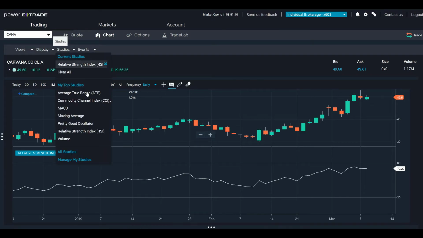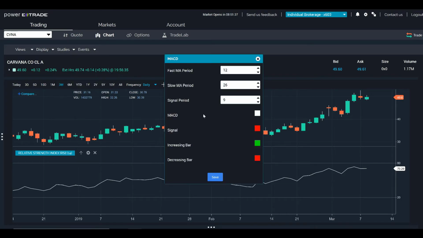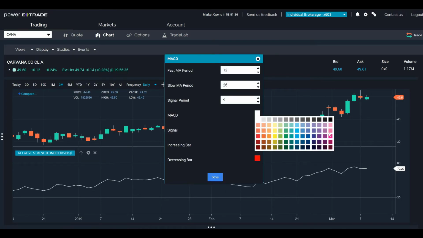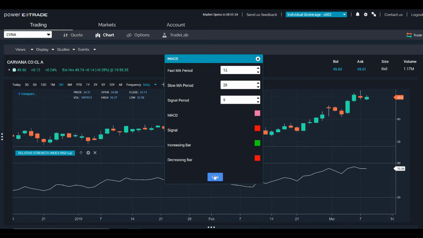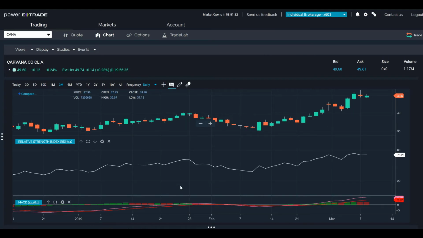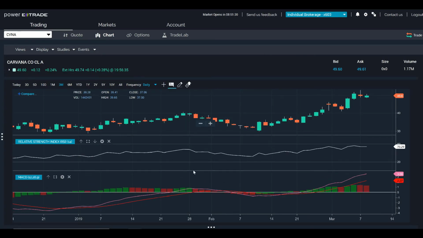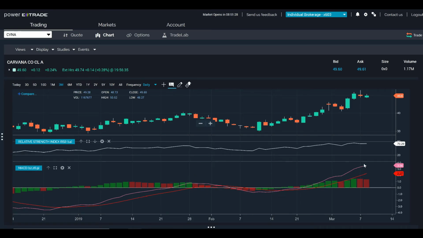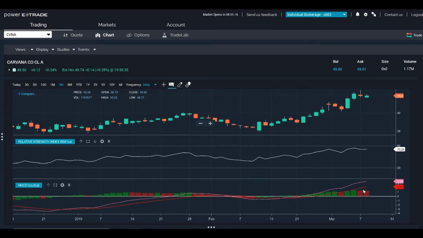So I'm going to go up to Studies, and I'm going to grab the Mac Daddy. All right. So let's do that as well. And look at that. So as you can see right here, this is starting to flatten out. All right. And you can see the volume is starting to get a little bearish right here. Okay, that decreasing bar, starting to decrease.